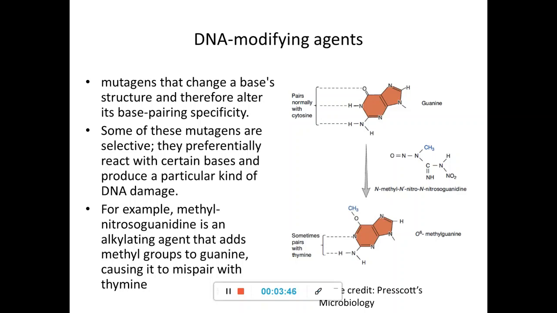So, depending upon what type of modifying agent it is, the modification that these agents do to the DNA will vary. In the case of an alkylating agent, a methyl group is added to the base and mispairing will happen. In the case of a hydroxylating agent, an OH group will be added, and a deaminating agent will remove the amino group from the base. And ultimately, all these DNA modifying agents will cause mispairing with their corresponding nitrogenous bases.